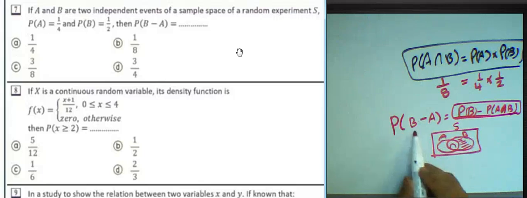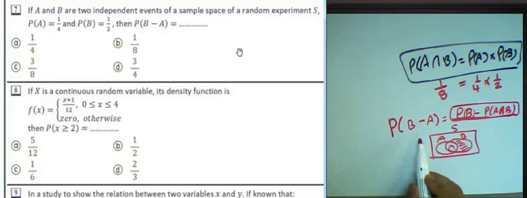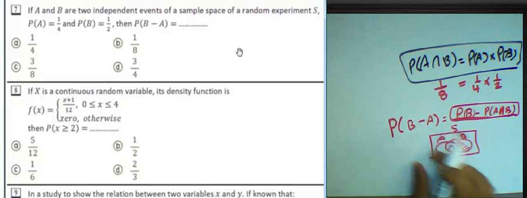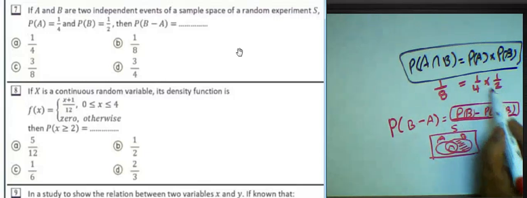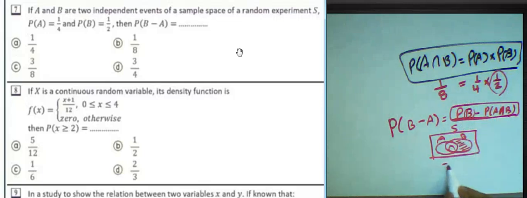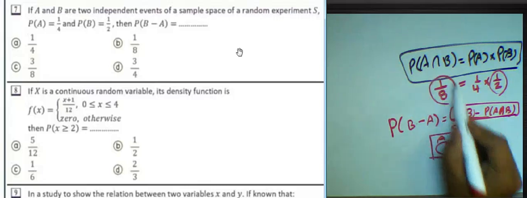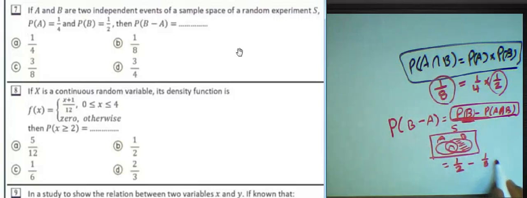The probability of the difference between B and A equals the probability of the first minus the intersection. We have here probability of B equal half. So the result will be probability of B equal half, subtract the intersection 1 over 8. We can convert 1 over 2 to 4 over 8. Subtract 1 over 8, the result will be 3 over 8.